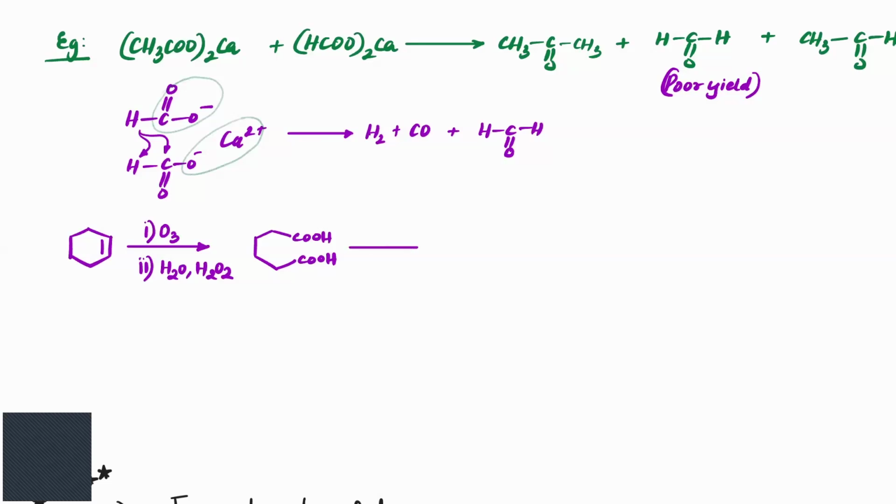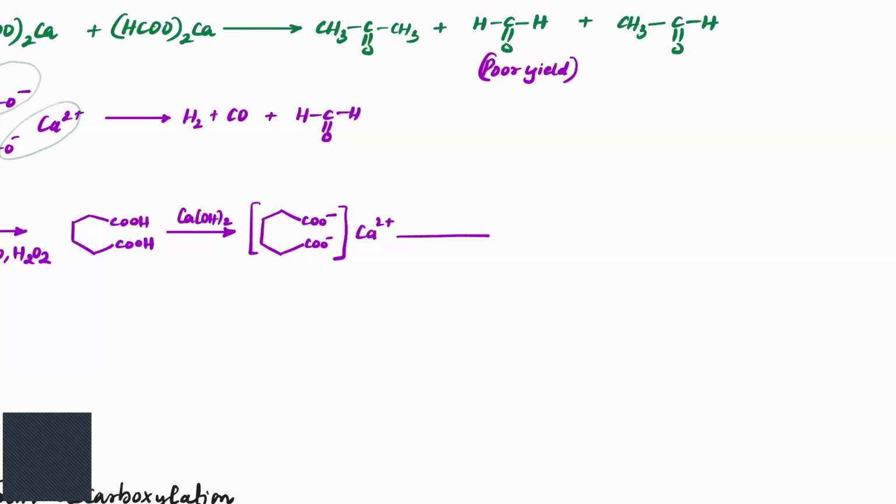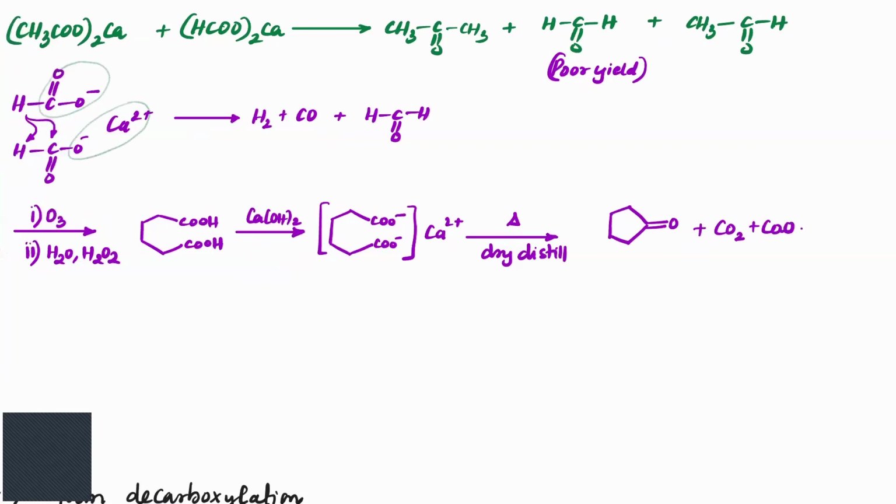Then you react this with calcium hydroxide, so it will become a calcium salt. So we'll get COO minus, COO minus, and calcium 2 plus salt. Now if you make a dry distillation, everybody, you will get this part into a ketone like this. So this is the keto part, and you will get carbon dioxide and CaO. This is the product formation.